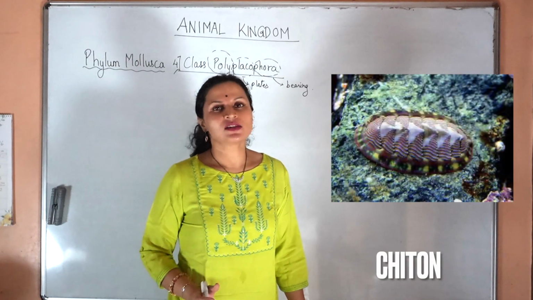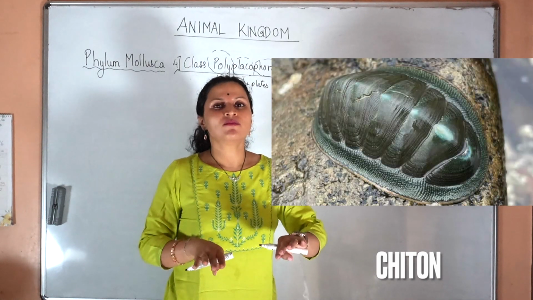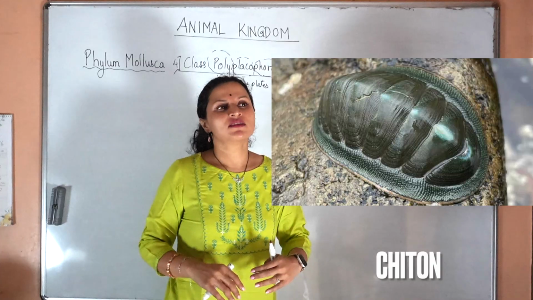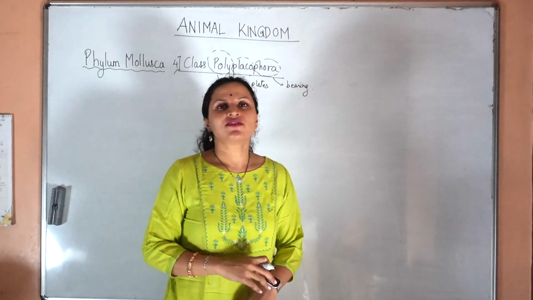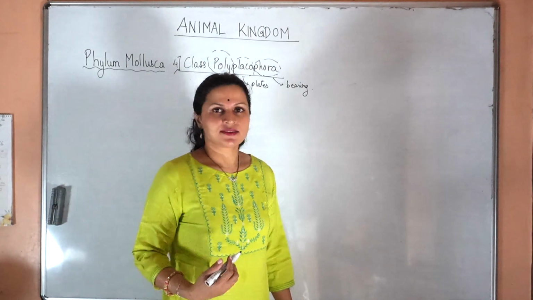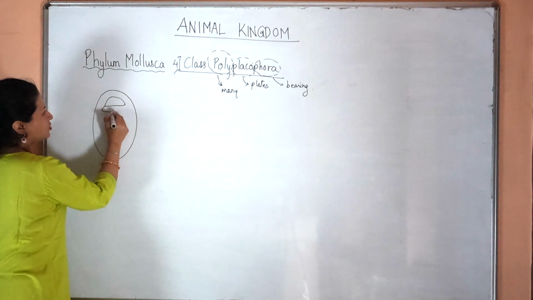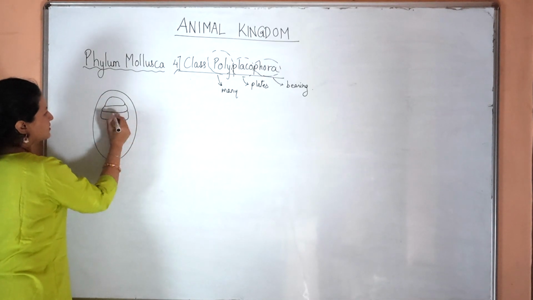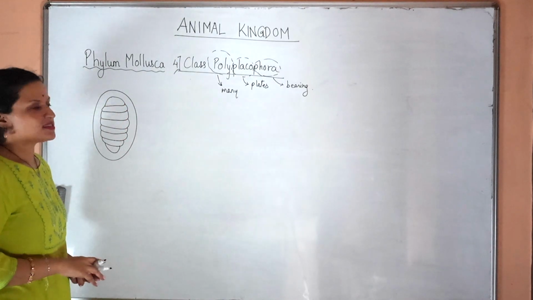These organisms are commonly called chitons. The many plates that they have will give them more flexibility over having just one shell. These organisms are sedentary and they are firmly attached to rock surfaces. I will show you one example. This is the dorsal side that we are looking at, and from the dorsal side you will see there are plates in this manner. 1, 2, 3, 4, 5, 6, 7, 8 dorsal plates they will have.